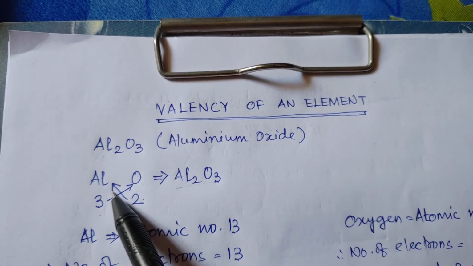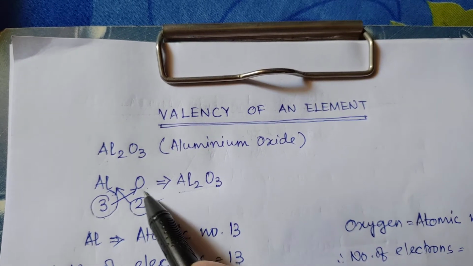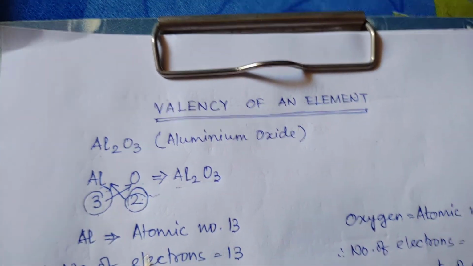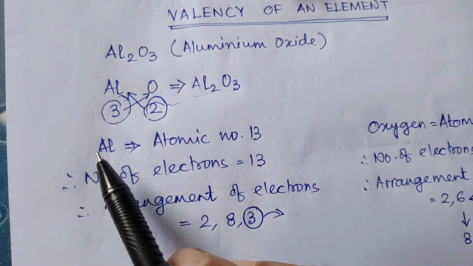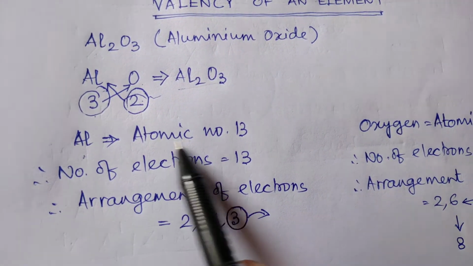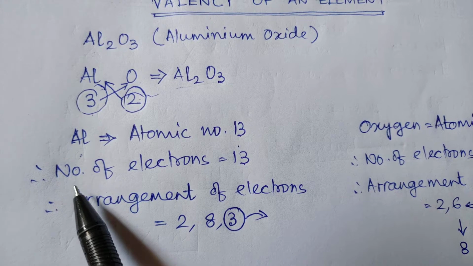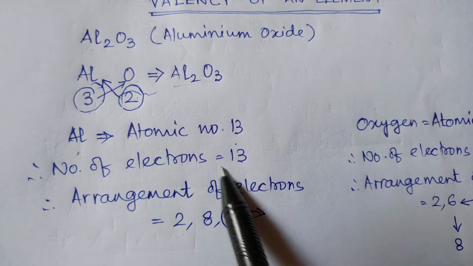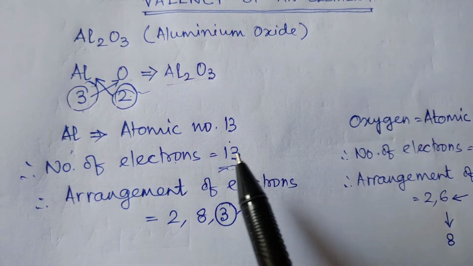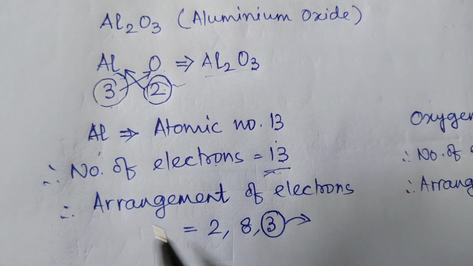Now the question is how this valency 3 comes, or how we can know the valency of oxygen is 2. I am trying to explain it for you. First of all, aluminium. From the periodic table we come to know that its atomic number is 13. Therefore, as we have learned, the number of electrons present in aluminium will also be equal to 13. Now we have to go to its electronic configuration, or rather arrangement of electrons.